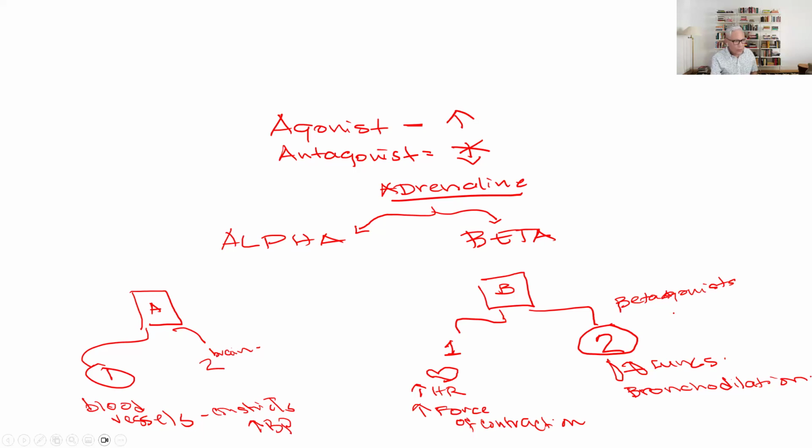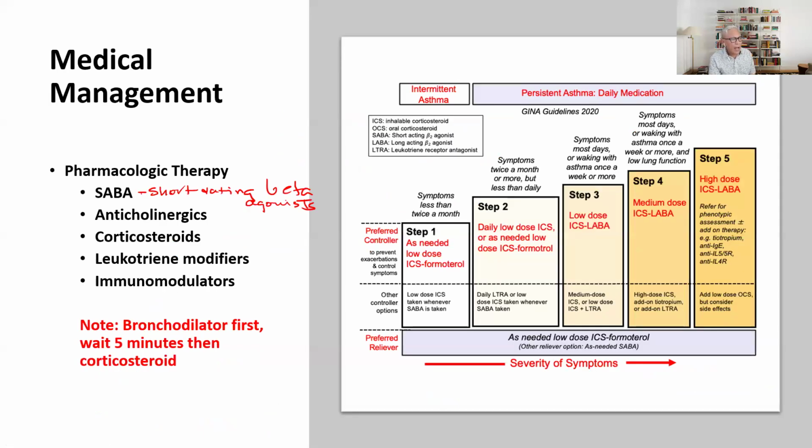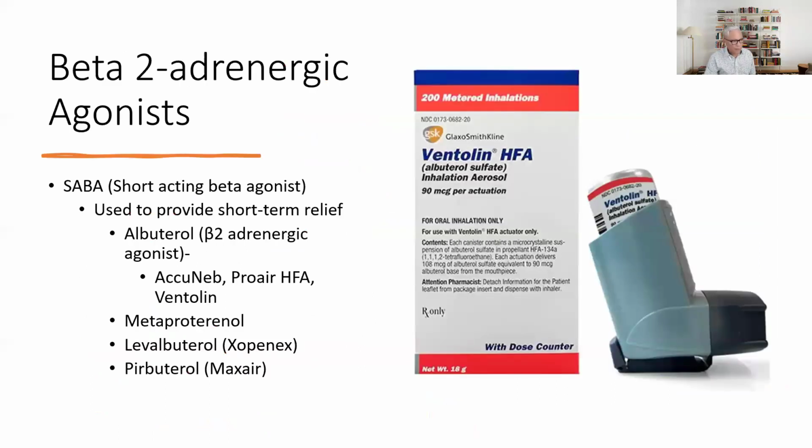Okay? So the most common short-acting beta agonists that we're going to be using are the following. Albuterol. So this is a short-acting beta agonist. And when we say short-acting, that means to say that it acts right away. Beta means to say that it goes to the beta receptors. Agonist means to say that they're going to increase the effect of that beta stimulation, which is bronchodilation.